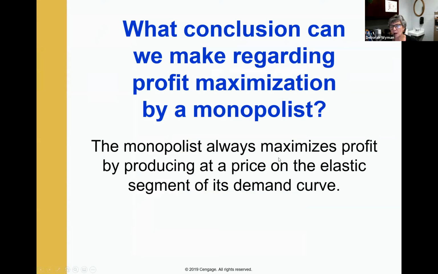The monopolist always maximizes profit by producing at a price on the elastic segment of its demand curve. So you probably want to go back and review elasticity. Elastic means the elasticity is greater than 1, right? If it's less than 1, it's inelastic. And if it's equal to 1, it's unit elastic.